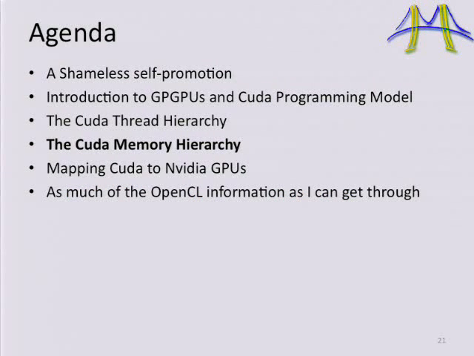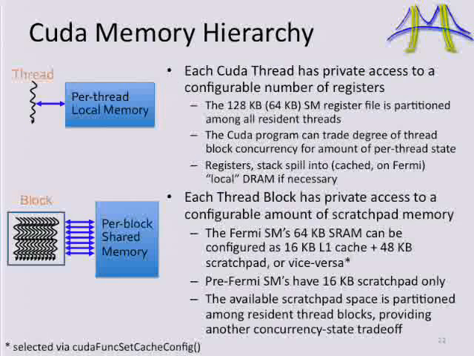So now I'll start talking about the memory system, which it will turn out is the most important thing to consider when you want your program to actually execute efficiently. So the Cuda memory hierarchy starts with the per-thread local memory, which is essentially a backing store for the register file. Each Cuda thread has private access to a configurable number of registers. This number of registers is actually specified at compile time.